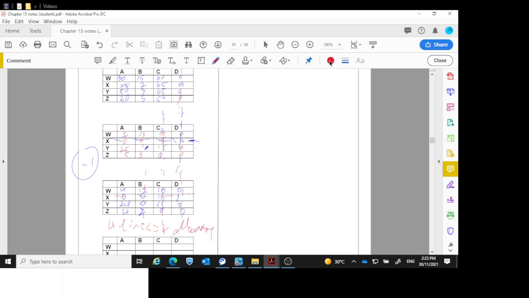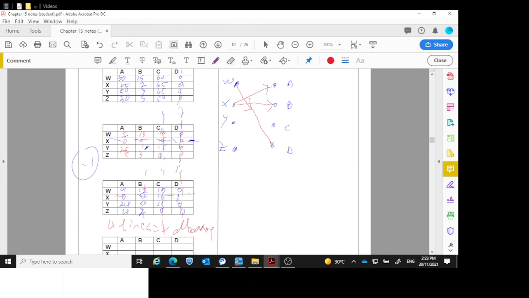So now I'm going to draw my graph. So here I'm going to write W, X, Y, and Z. Here is my A, B, C, and D. Okay. Where the zeros are is where I can go. So W can go only to D. Directed. It's the only one where there's a 0. X can go to A and to B. X to A and to B.